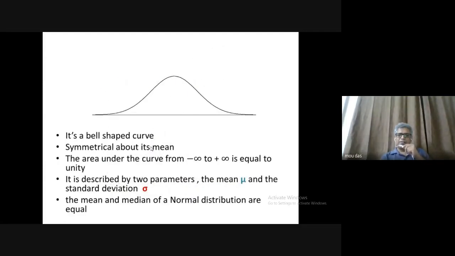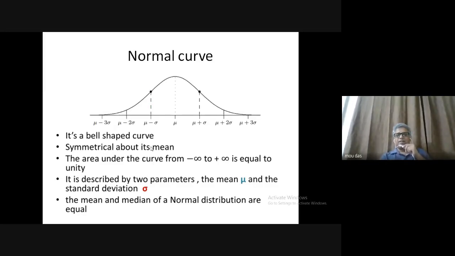What are the specific characteristics of a normal curve? It is bell-shaped. It is symmetrical about the mean. The area under the curve from minus infinity to plus infinity is 1. It can be described using only two parameters: mu, the mean, and sigma, the standard deviation. And for a normal curve, the mean and median are the same.